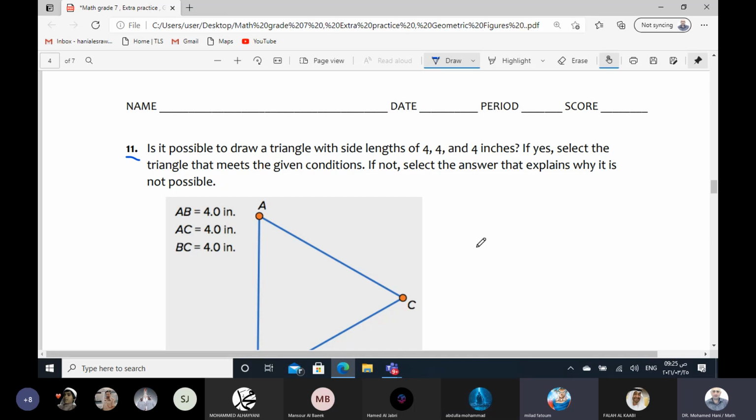Great. So here you have three sides: 4, 4, and 4. If I write 4 plus 4, is it greater than the third side, greater than 4? Yes, 4 plus 4 is 8, greater than 4. So yes, we can draw a triangle here.